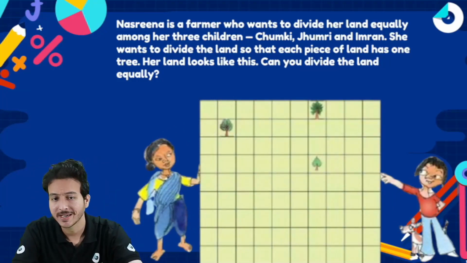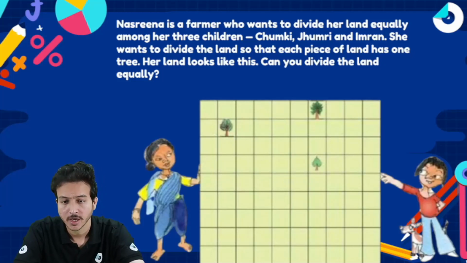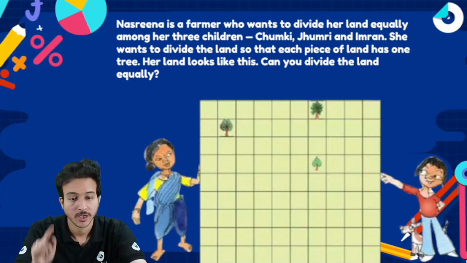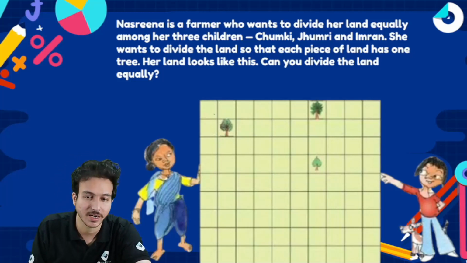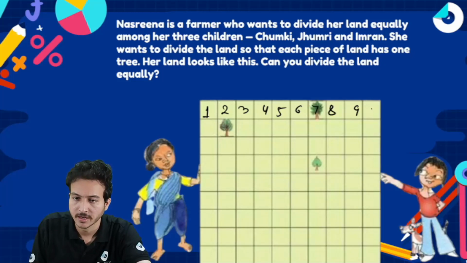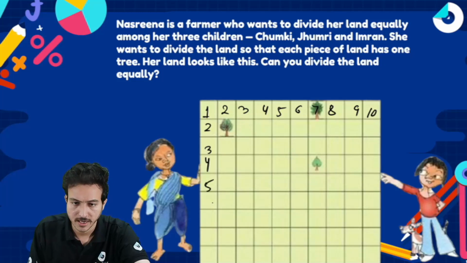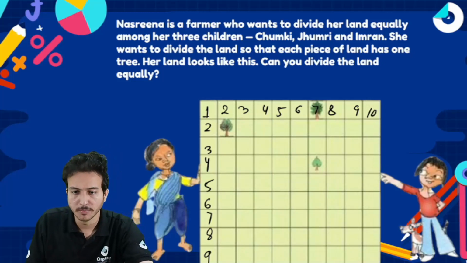Now she has three children and she needs to divide the total area amongst three. So first we can calculate the total number of squares over here. Let's start counting the number of squares. 1, 2, 3, 4, 5, 6, 7, 8, 9 and 10. So there are a total of 10 along the length. Similarly we will count along the breadth. How many squares are there along the breadth? There are a total of 9 squares along the breadth.